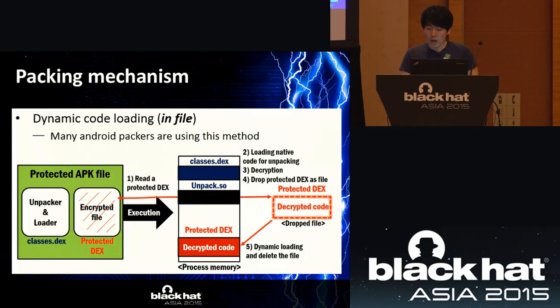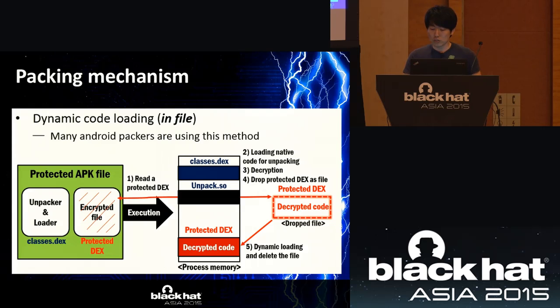Now we are going to see how Android packers use the dynamic code loading technique. In this slide, the protected APK file has two files. First one is a classes.dex file for unpacking and loading the decrypted Dex file. And the other one is the original Dex file. It's encrypted, and it will be decrypted at runtime. When the protected APK is installed and executed, a certain class of classes.dex that performs unpacking and loading is executed first. It can be achieved by modifying the application tag in the Android manifest file.